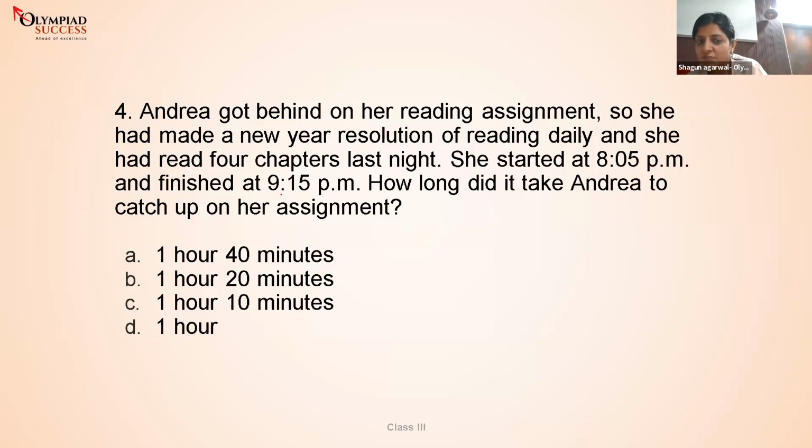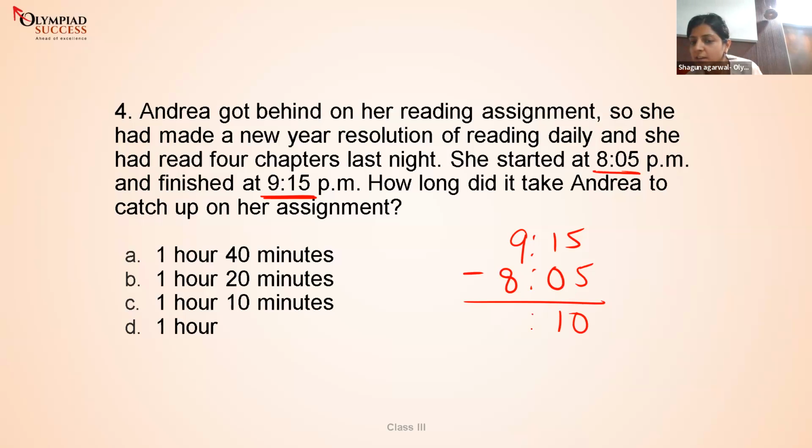She's finishing at 9:15 and she's starting at 8:05. So the duration would be the difference between the two times. So that is nothing but 9:15 minus 8:05 p.m. 15 minus 5 giving me 10. 9 minus 8 giving me 1. So that's 1 hour, 10 minutes she's taken.